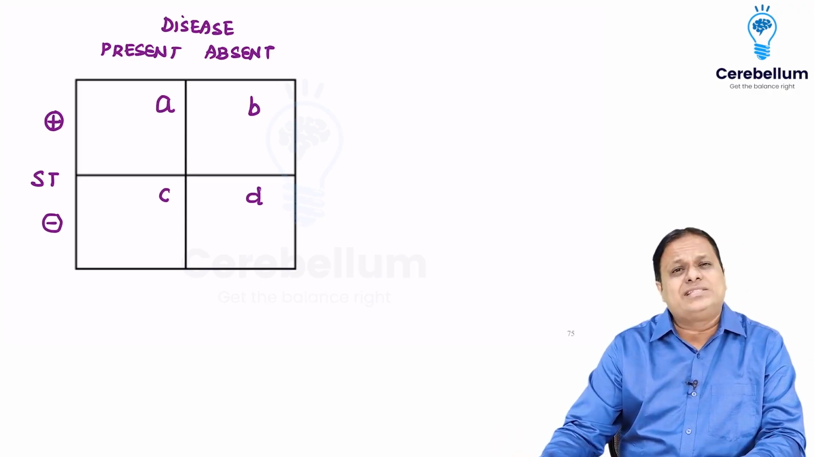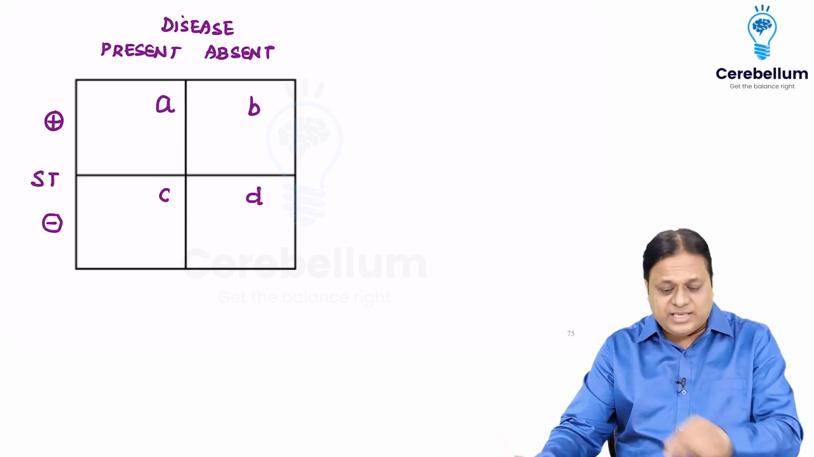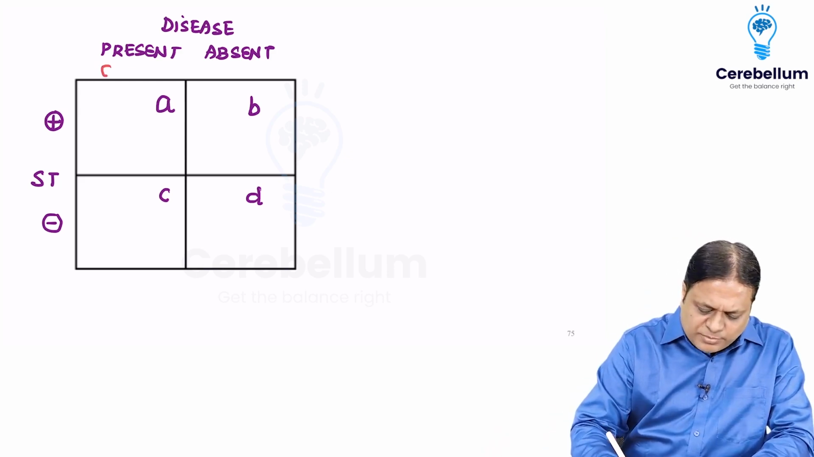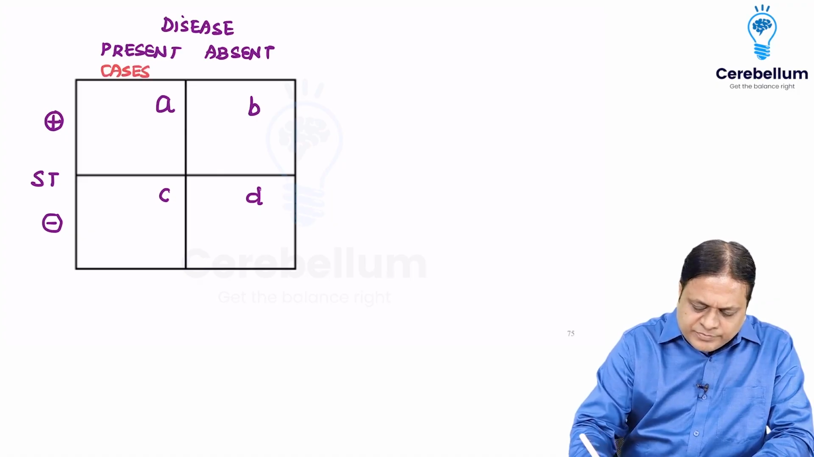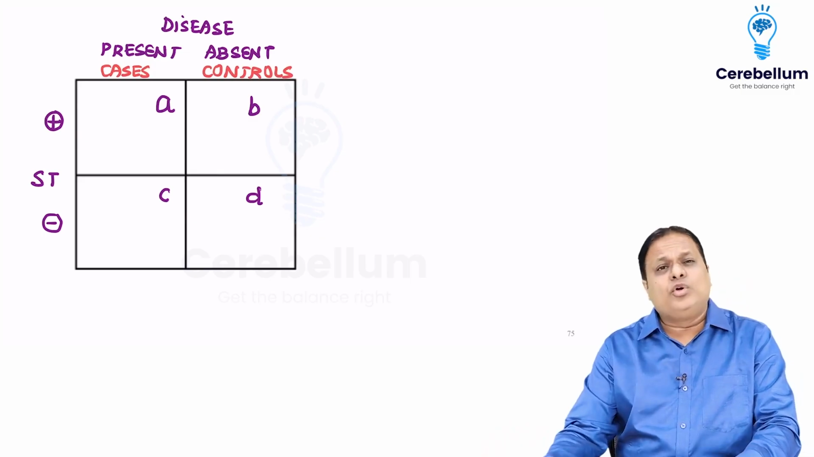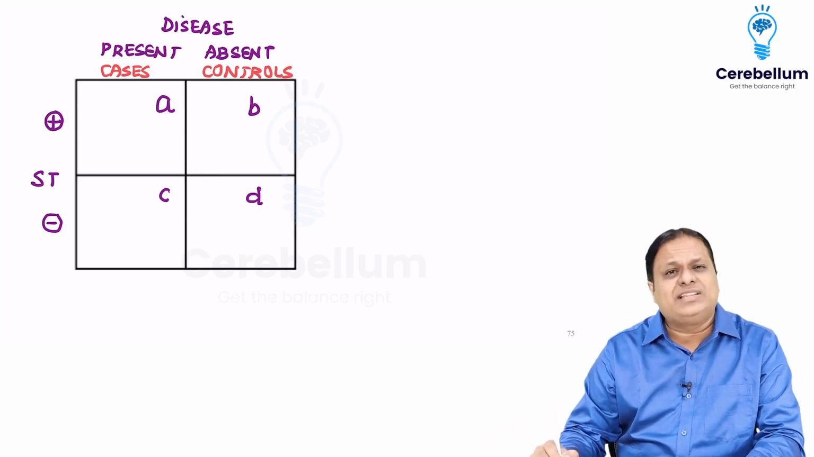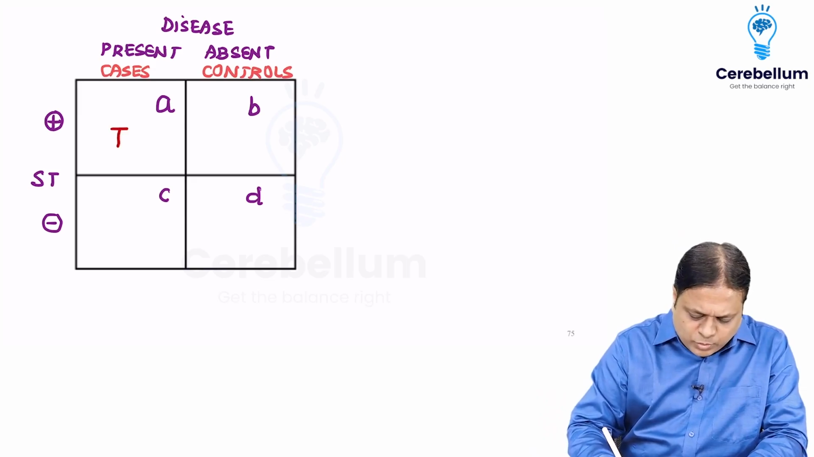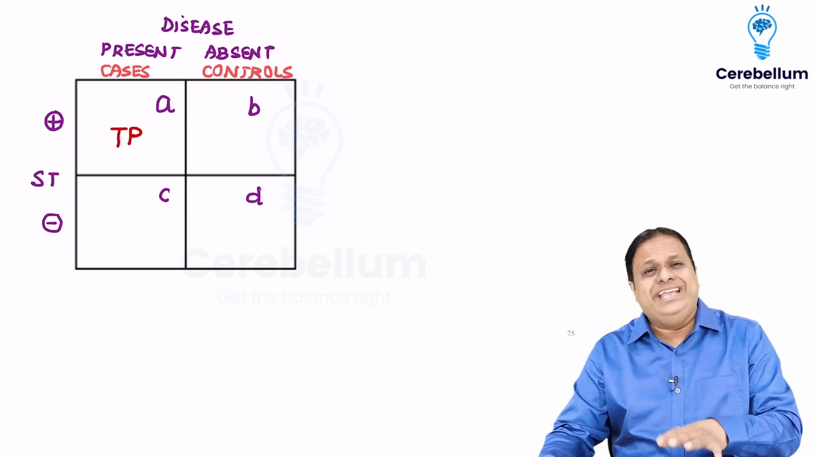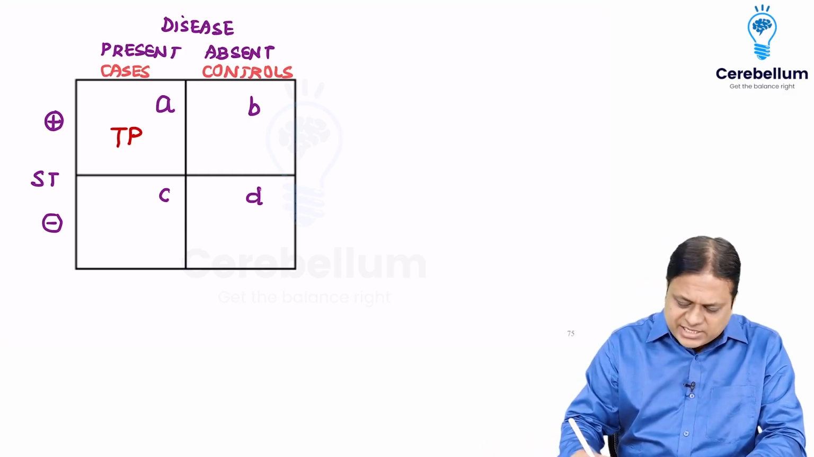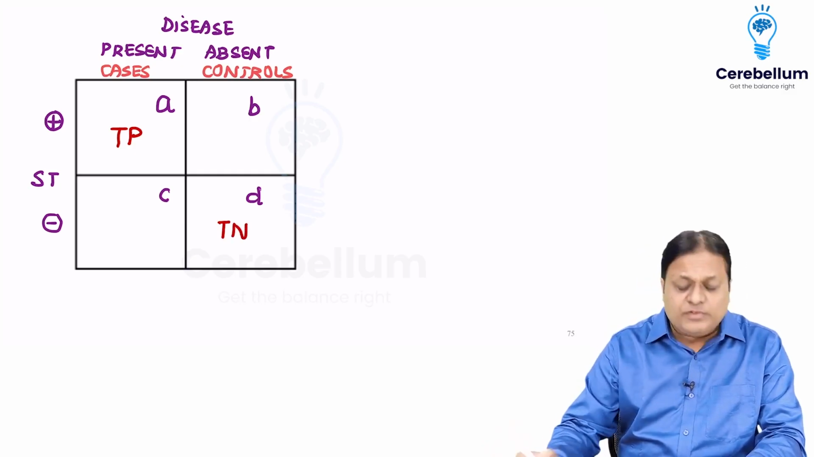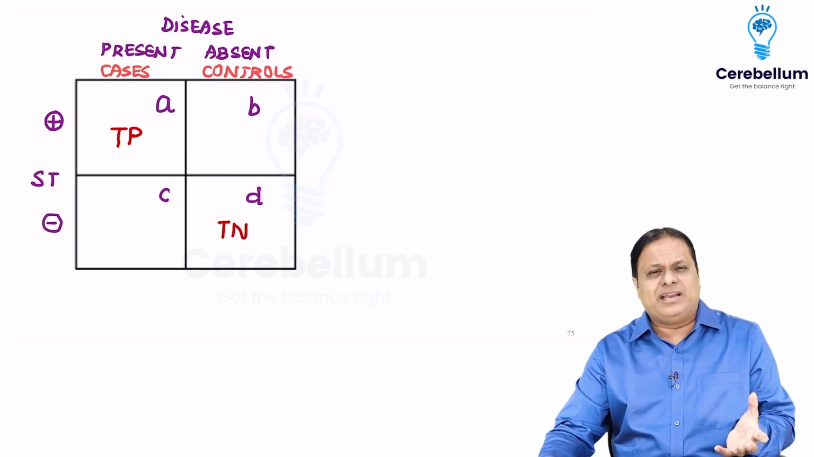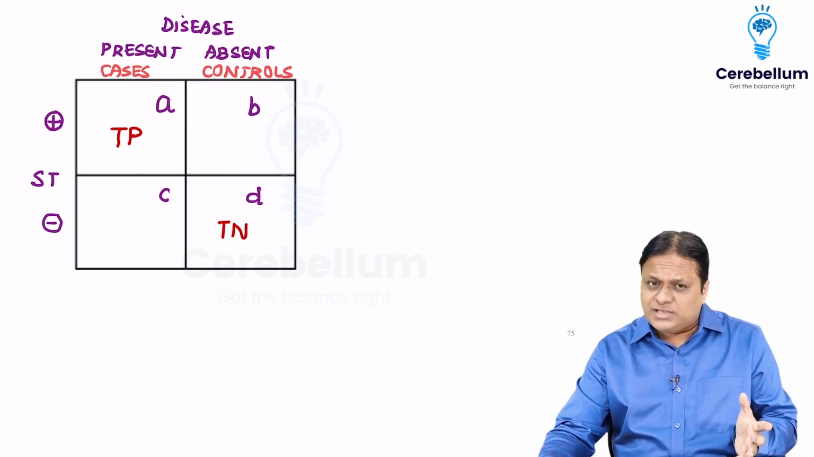This is exactly similar to the table of a case control study. So the first column has the disease cases, the second column has no disease, controls. If you look carefully, A is having the disease, test positive, true positive. Look at D, disease absent, test negative, true negative. This is what we want from a screening test. But errors are always there, B and C.